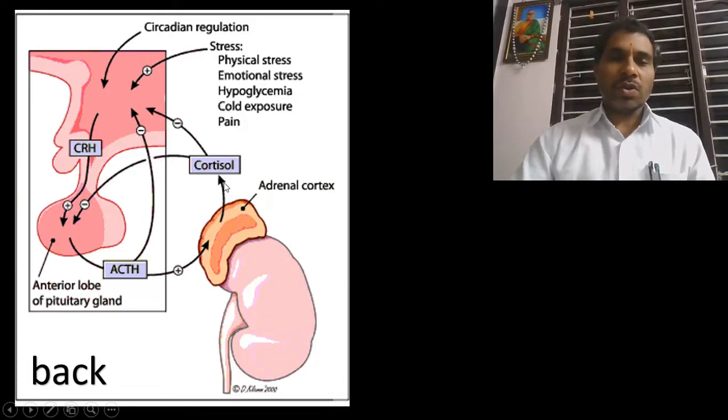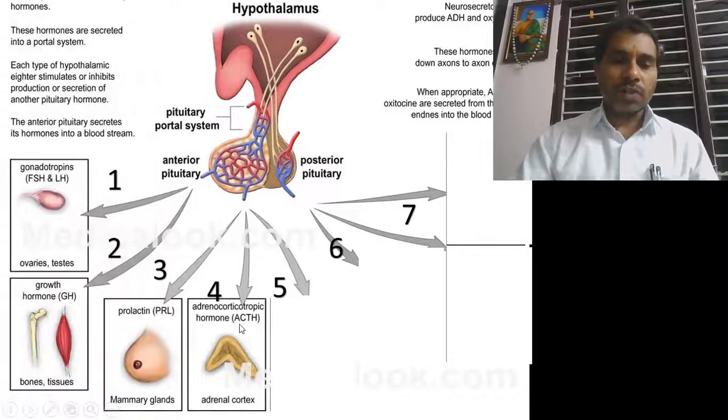This cortisol hormone is responsible for physical stress, so it is also called the stress hormone, and it leads to hypoglycemia. The sugar levels go completely down when the cortisol hormone is increased, along with cold exposure and pain. These are the emotional stresses. These are the different symptoms when the cortisol hormone is increased. So this is the effect of the adrenocorticotrophic hormone.